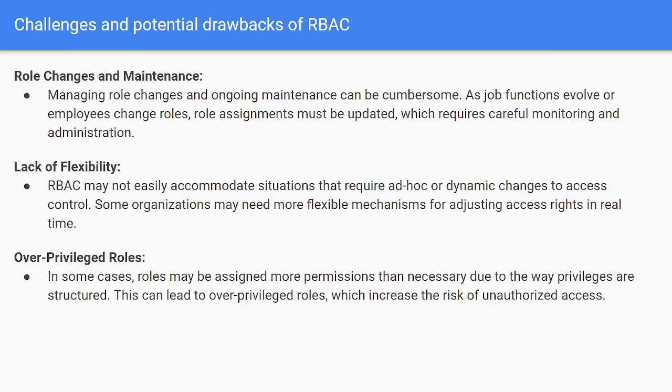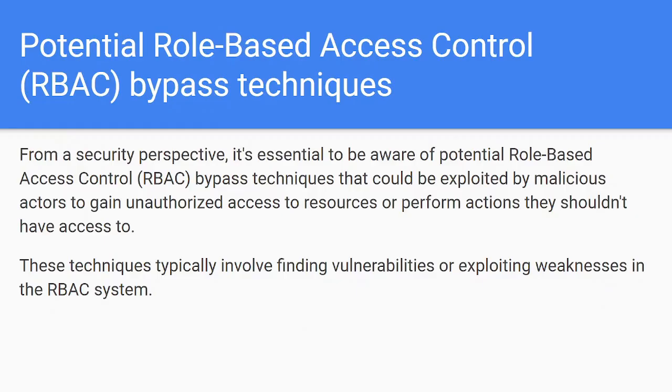Will not have permission to make those edits because of why he has been added to the development team role. So what are the potential role-based access control bypass techniques? From a security perspective, it is essential to be aware of the potential role-based access control bypass techniques that can be exploited by malicious actors to gain unauthorized access to resources or perform actions that they shouldn't have access to. So basically, what are the weaknesses or techniques that can be used to exploit role-based access control?